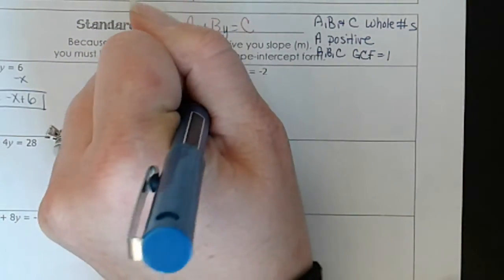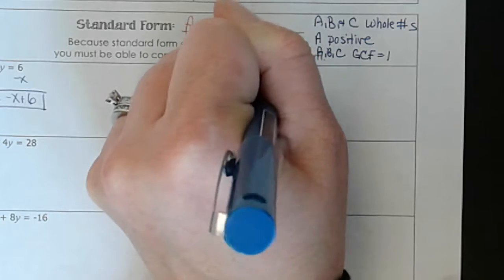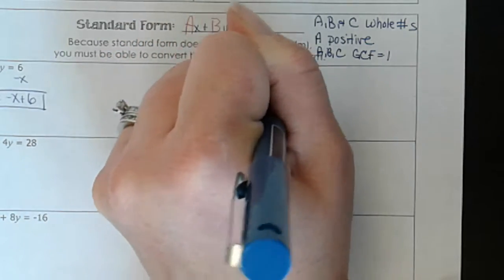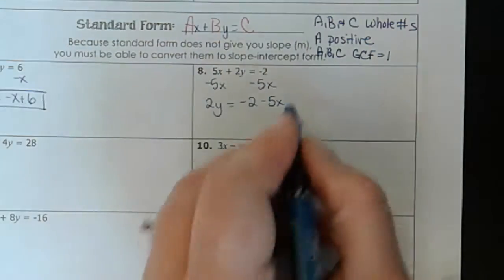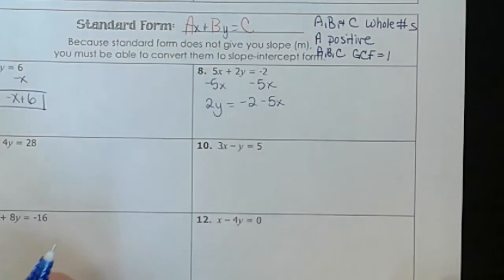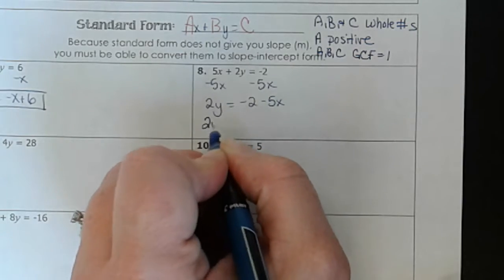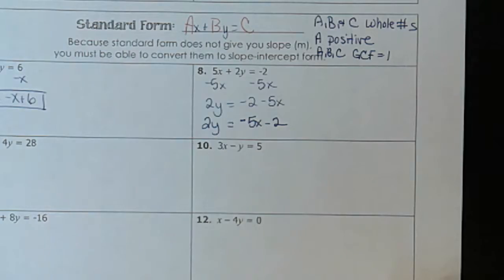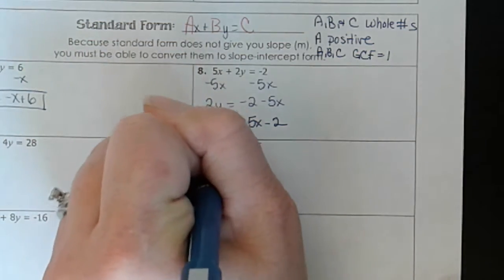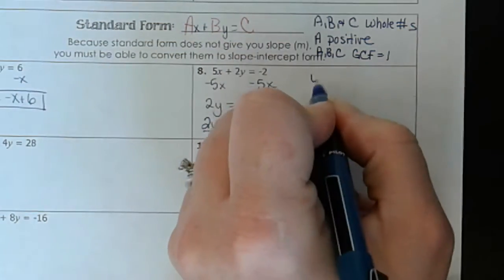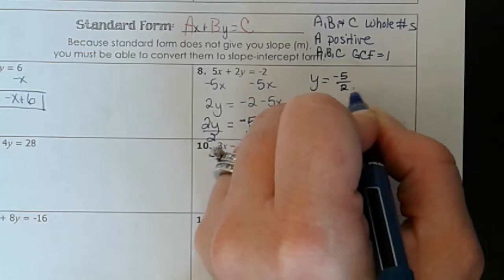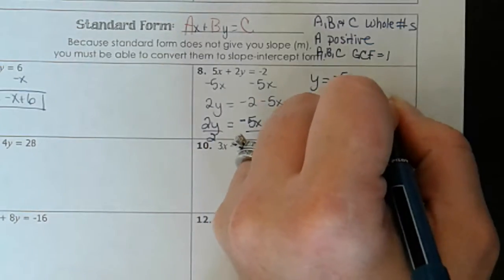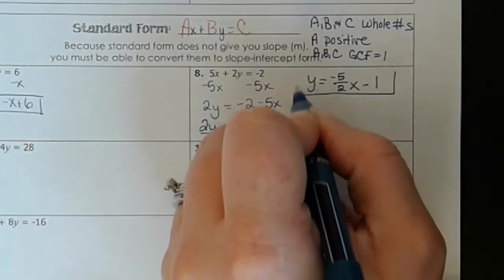So let's look at this one. We've got to get y by itself, so we're going to subtract 5x from both sides. We have 2y equals, and again, you could write it like this, negative 2 minus 5x, but we know that we can switch these around. That's the commutative property. So we're going to switch those around so that it's actually in mx plus b form. Okay, but y is still not by itself, so we need to divide both sides by 2. And we get y equals negative 5 halves x. And then again, this 2 divides this and this, so negative 2 divided by 2 is negative 1.